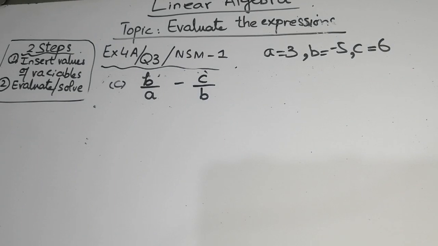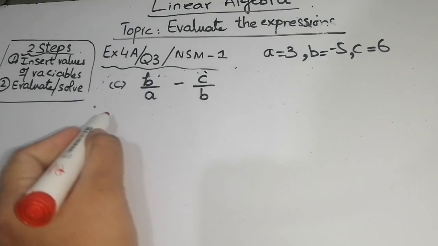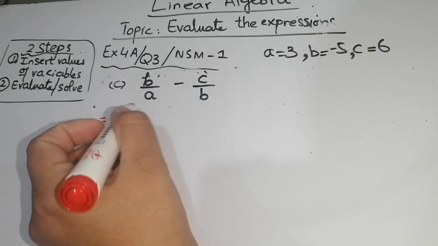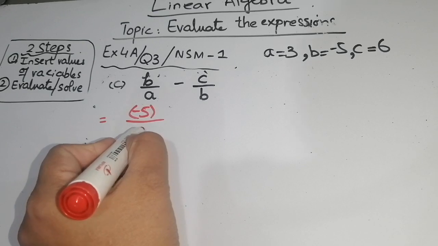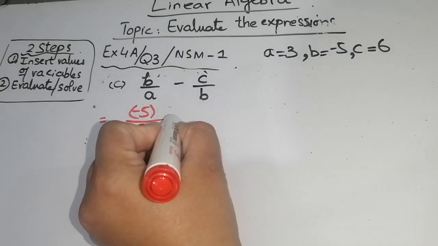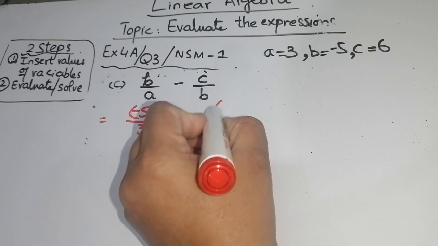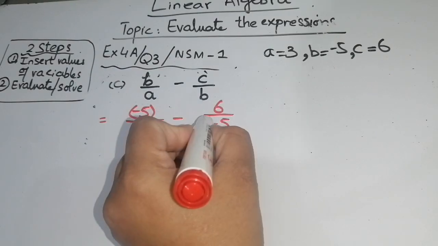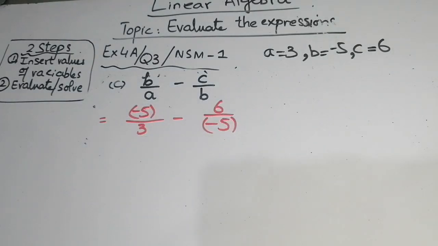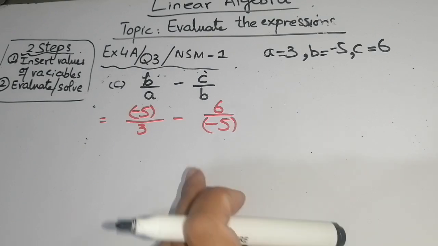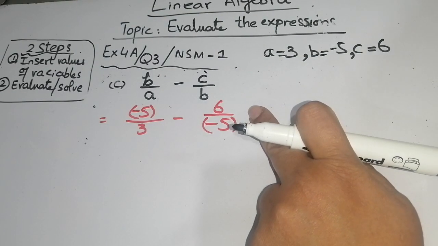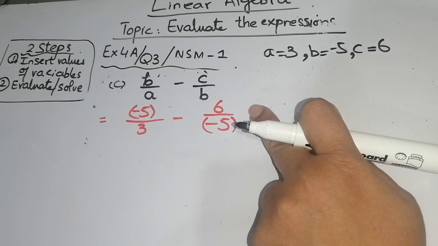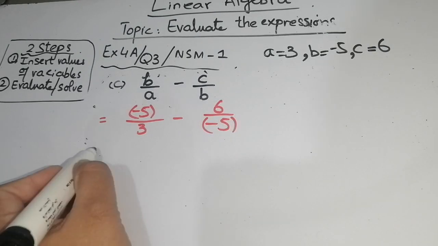So as we discussed already, the first step is inserting the values. So simply insert the values of different variables and keep them in the bracket if required, like this. So first step is done. Now you can see that this was an algebraic expression, and now it is converted into an arithmetic expression because there are no variables inside. So now we are going to solve it.